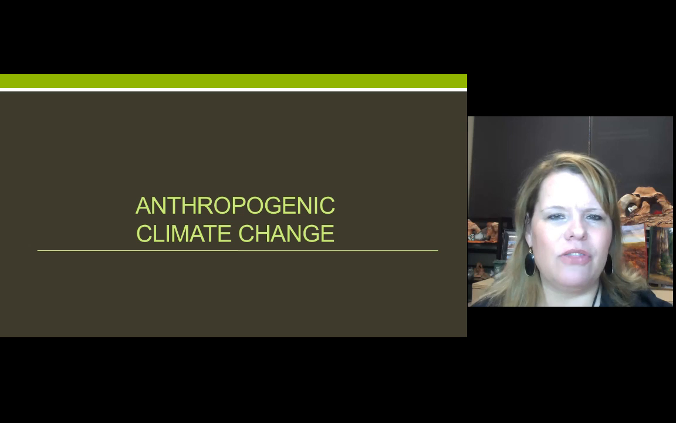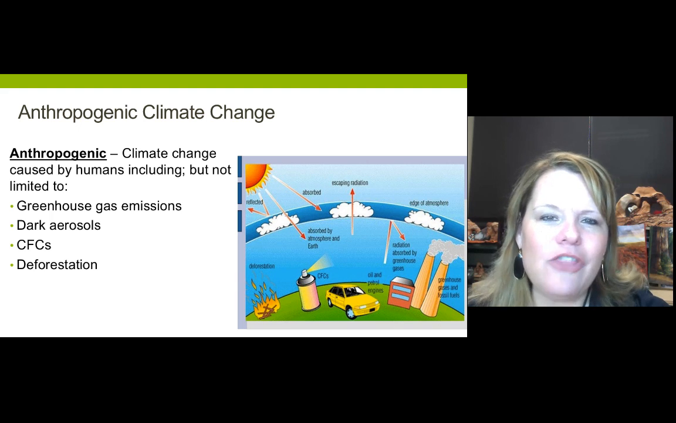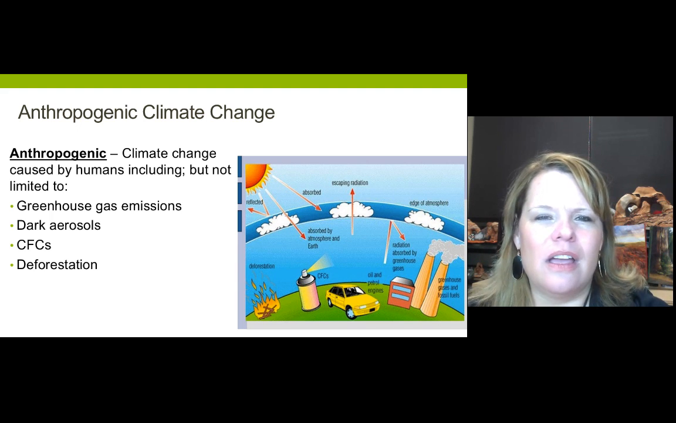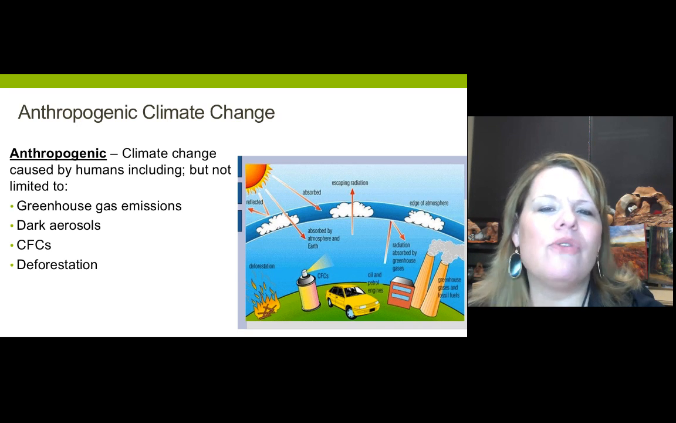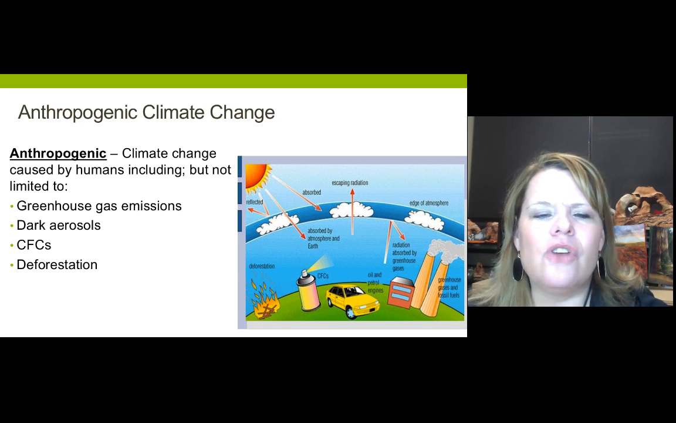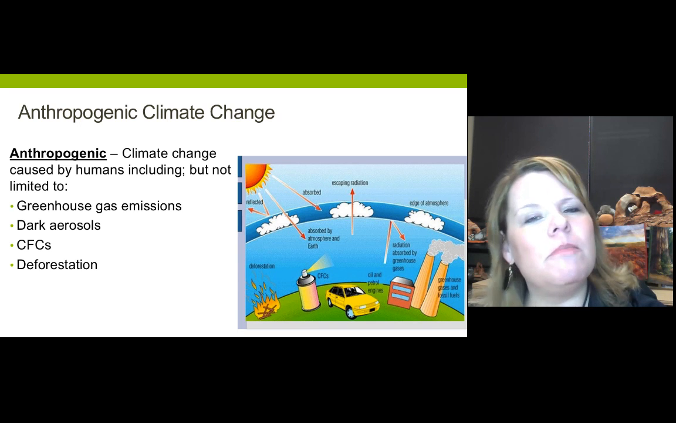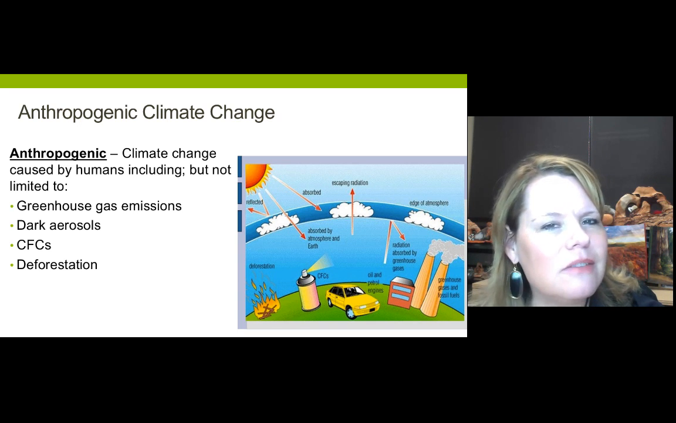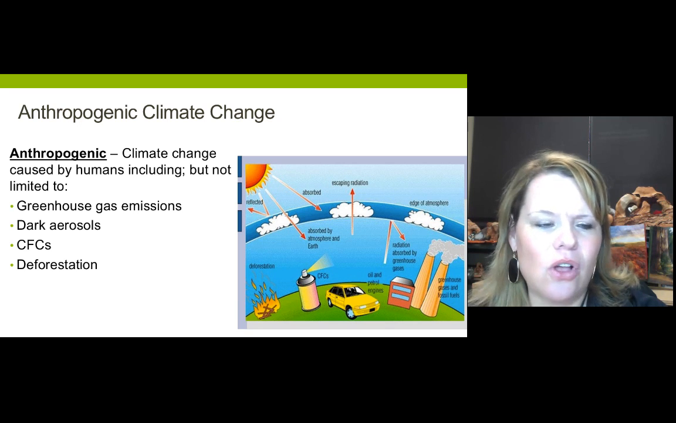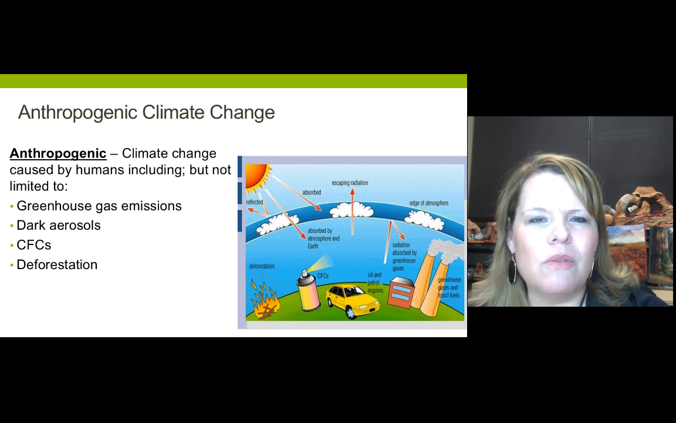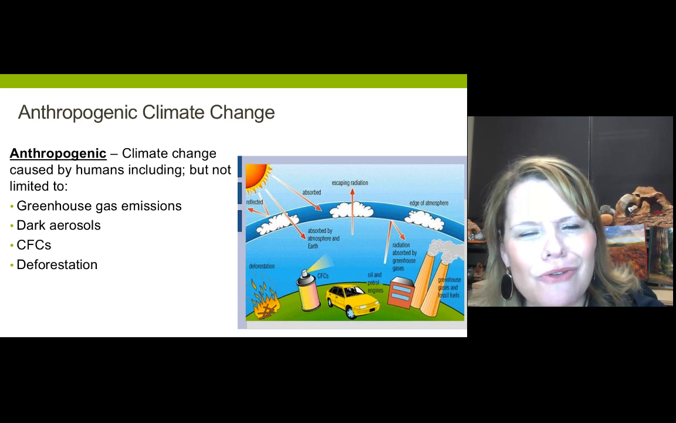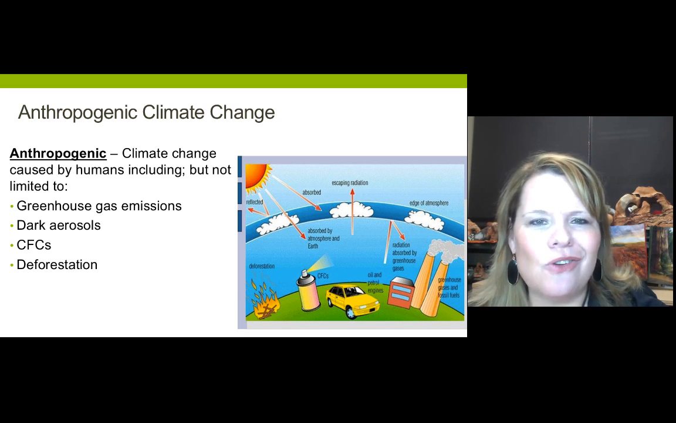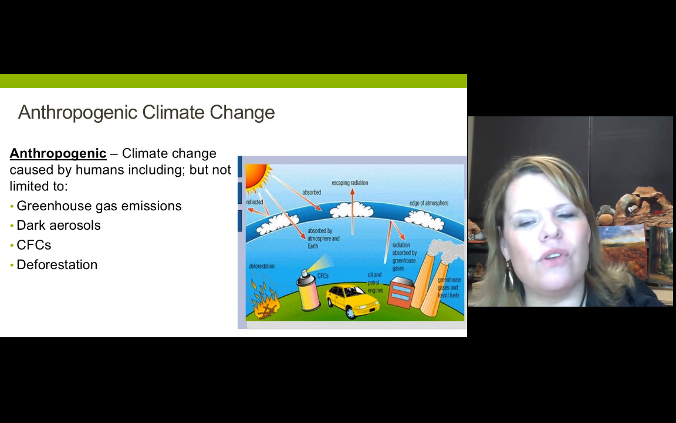So let's talk about anthropogenic climate change. Anthropogenic climate change is human-based climate change. So let's look at the term anthropogenic. Anthro referring to human, pogenic referring to source of change. So climate change caused by humans, including but not limited to greenhouse gas emissions, dark aerosols, CFCs, which are the chlorofluorocarbons that make things like your refrigerators and freezers cold, and your air conditioning units cold, and deforestation.